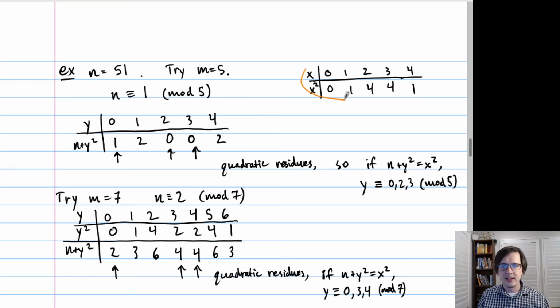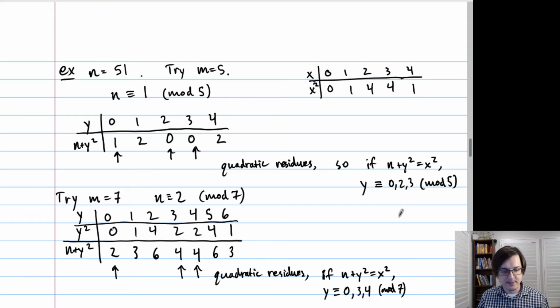And here are the squares mod 5: 0, 1, and 4. And so we see that for these values of y, n plus y squared mod 5 is a square if y is 0, 2, or 3. So if we did have a solution to this, then we would know that y has to be 0, 2, or 3.